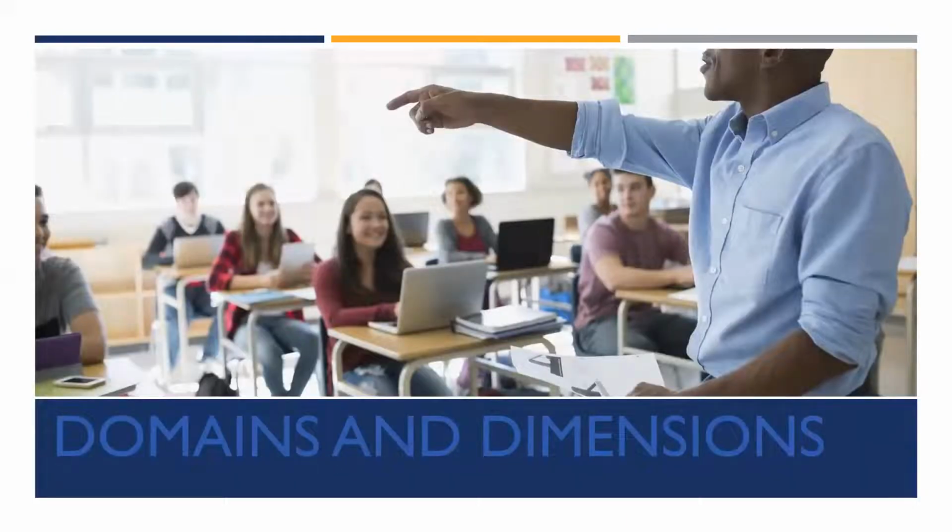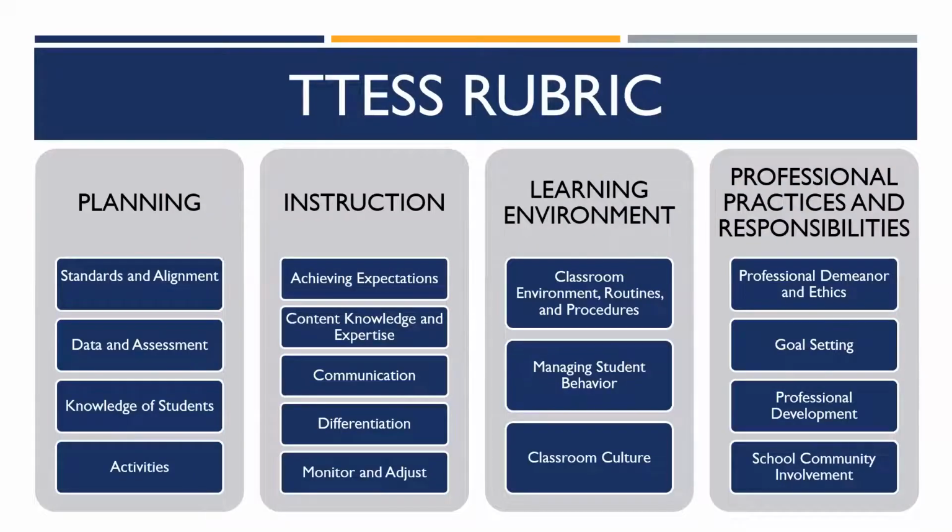Now we're going to dive into the domains and the dimensions. The T-TESS rubric has 4 domains and 16 dimensions. The 4 domains are planning, instruction, learning environment, and professional practices and responsibilities. Under the planning domain, you have 4 dimensions: standards and alignment, data and assessment, knowledge of students, and activities. Then there are 5 under instruction, 3 under learning environment, and 4 under professional practices and responsibilities.